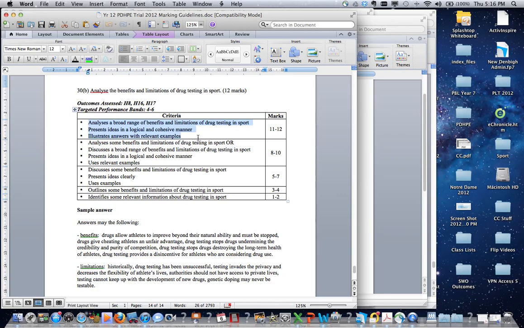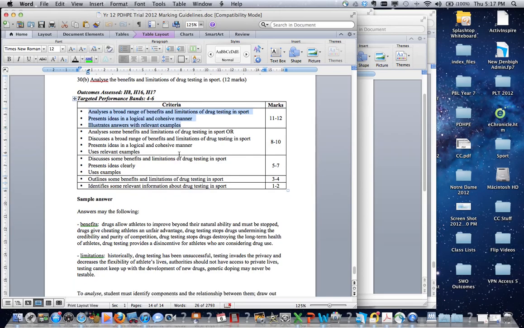You needed to present your ideas in a clear, logical and cohesive manner, so that means that you set it out well and you planned your answer well, and that your ideas flowed from one spot to the next. And you also need to illustrate with relevant examples. So that was what we're looking for to get a top band mark here.